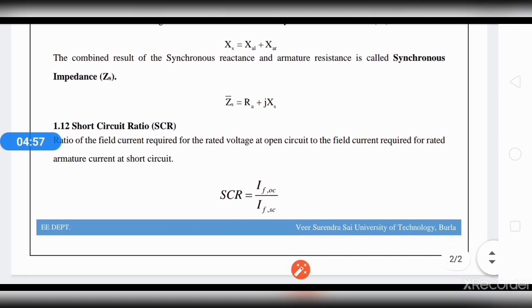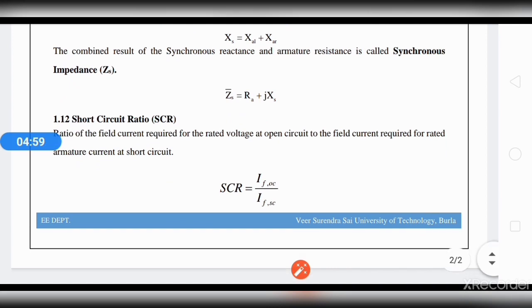There is one more term, which is known as the short circuit ratio. It is very important from the alternator point of view because it decides the size of the alternator. The short circuit ratio of the alternator is the ratio of the field current at the open circuit condition to the field current at the short circuit condition when the armature is short circuited.